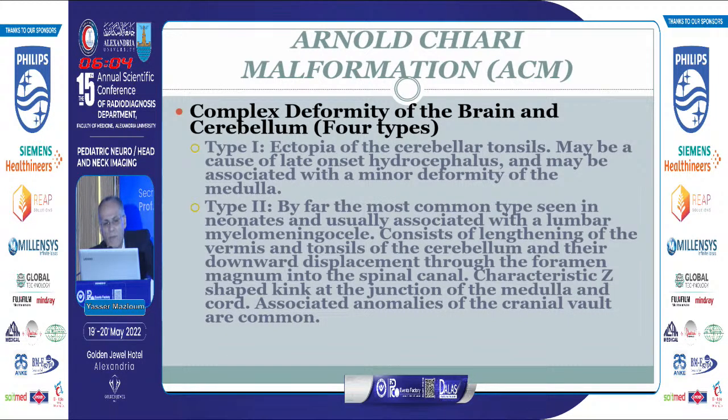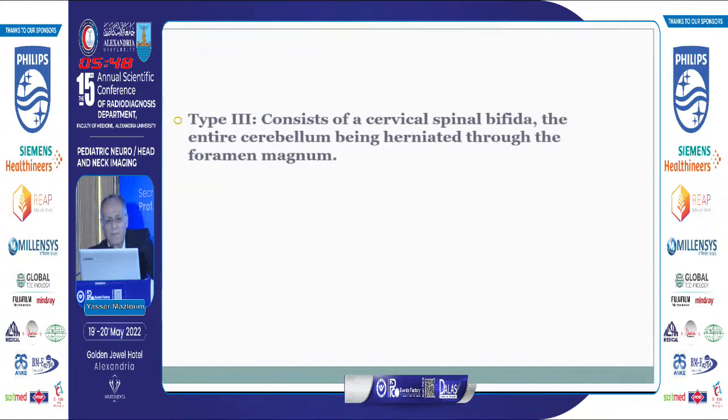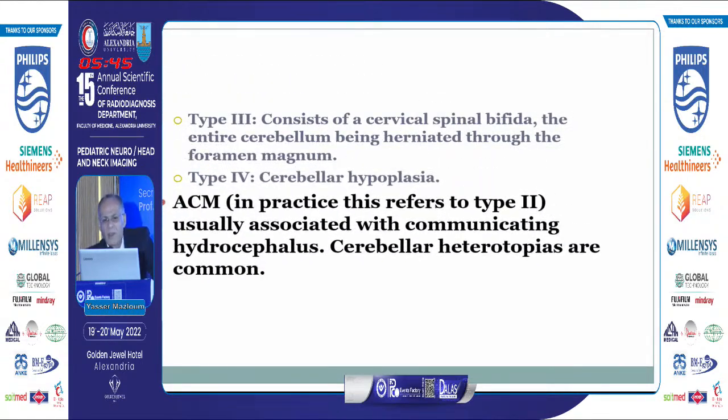myelomeningocele, consists of lengthening of the vermis and tonsil of the cerebellum and their downward displacement through the foramen magnum into the spinal canal. Characteristic Z-shaped kink at the junction of the medulla and cord. Associated anomalies of the cranial fold are very common. Type 3 consists of cervical spina bifida, with the entire cerebellum herniated through the foramen magnum, while type 4 is only cerebellar hypoplasia.